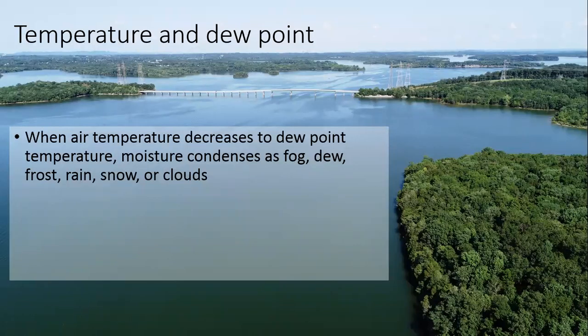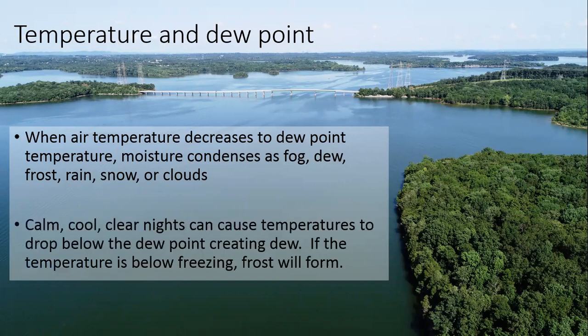Now with dew point, when the air temperature decreases to the dew point temperature, that's when we get moisture condensation. And so we can see it as fog or dew or frost, rain, snow, clouds, a whole lot of different options there. And so dew point is the temperature at which a certain volume of air becomes saturated. And so on calm, cool, clear nights where we have temperatures that drop below the dew point, we'll get dew formation. And then if the temperature is below freezing, then instead of dew, we'll have frost formation.